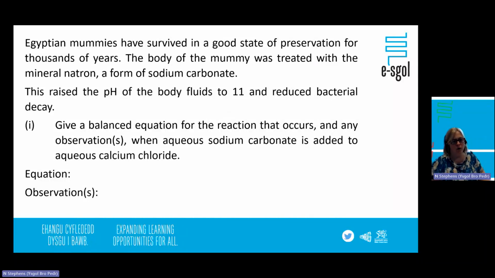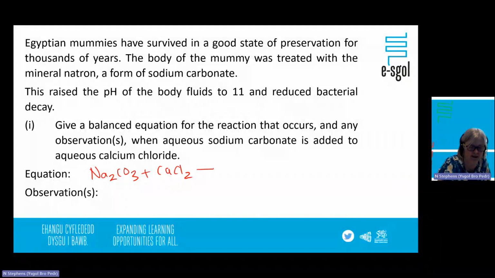Okay, so we've got sodium carbonate reacting with calcium chloride. So the equation hopefully should be well within your ability. You've got sodium carbonate there, you've got calcium chloride, a bit like a dance, they go in and swap their partners. So we get 2 NaCl, and you get CaCO3.